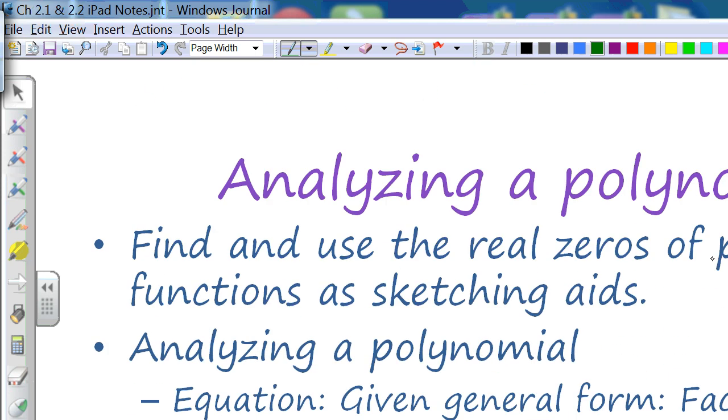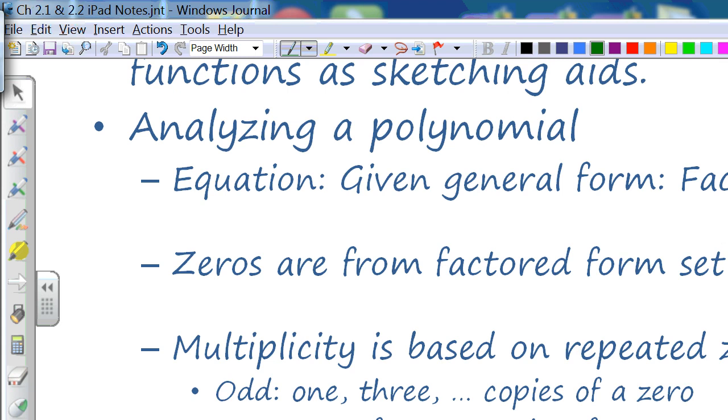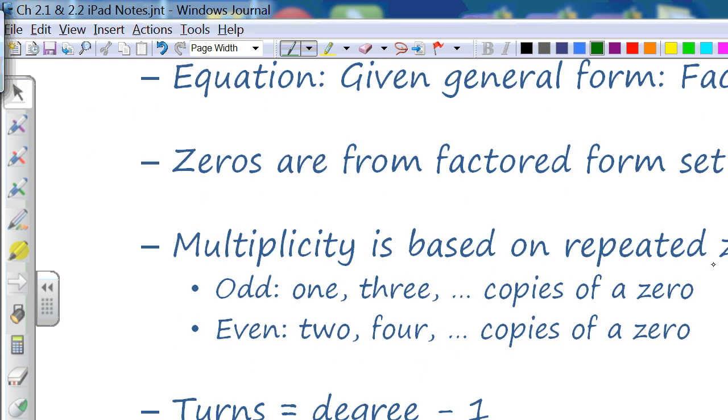Moving on. Analyzing a polynomial. Find and use the real zeros of a polynomial function as sketching aids. But we're going to analyze these polynomials. Given the general form, you're going to factor it. Zeros are from the factored form that equal to 0. Multiplicity is based on repeated zeros. Odd has 1, 3, or an odd number of copies of a 0, and an even has 2, 4, or 6, etc. copies of a 0. Turns, the number of turns in one of these things is the degree minus 1.